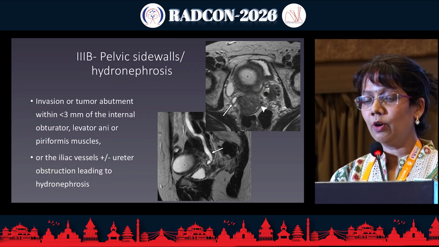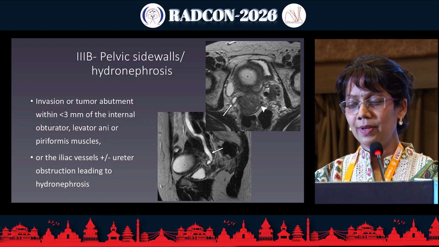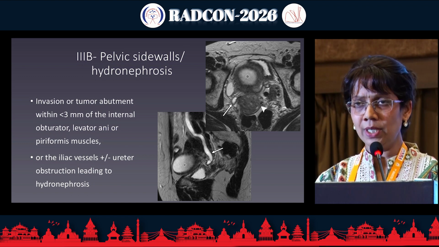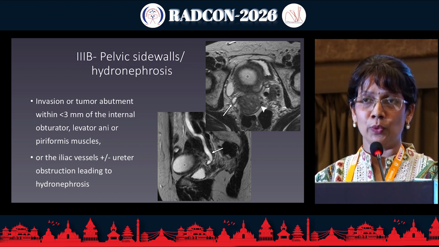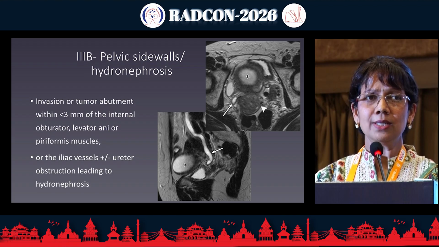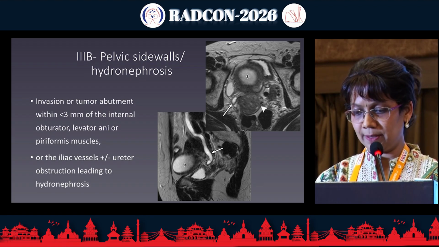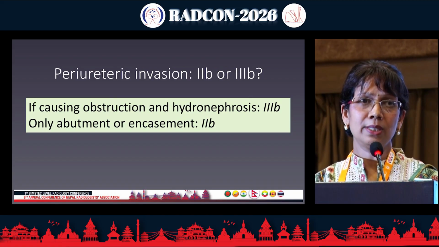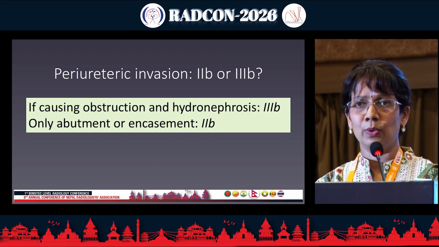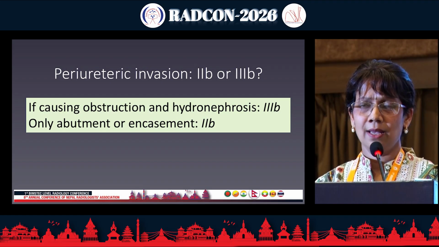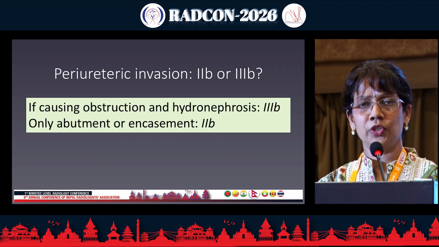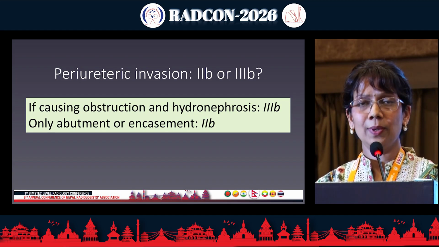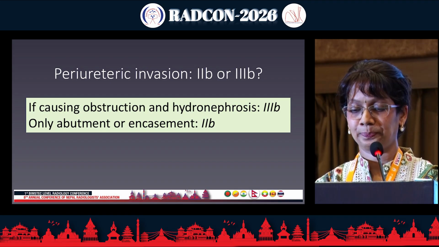3B is the involvement of pelvic side walls, where we can see the extension into the parametrium and beyond. So there is the encasement of the distal ureter, and with that there is obstruction leading to hydronephrosis. A periureteric invasion, just the presence of soft tissue around the distal ureter, does not make it a 3B disease, but it is the presence of obstruction and hydronephrosis which is a 3B disease. And otherwise, it is 2B.